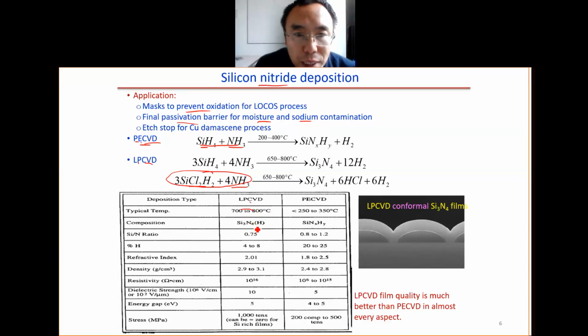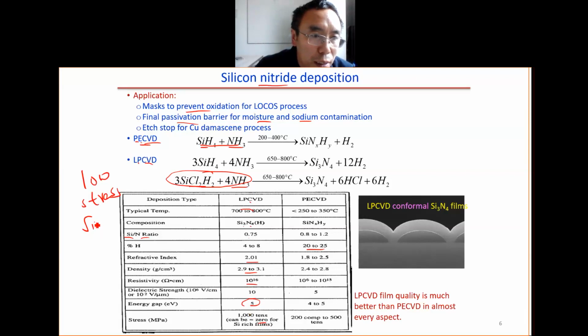You can see the composition can be well controlled. The silicon nitride ratio is correct, but not so much hydrogen. With PECVD, you have a lot more hydrogen. We have a constant, stable refractive index, high density, high resistivity, high dielectric strength, and the energy gap is about 5 electron volts. The stress can be tensile or compressive, but it can be 0. This is called low stress.